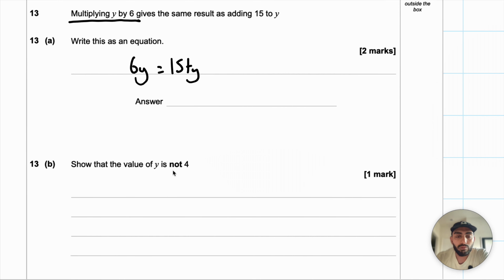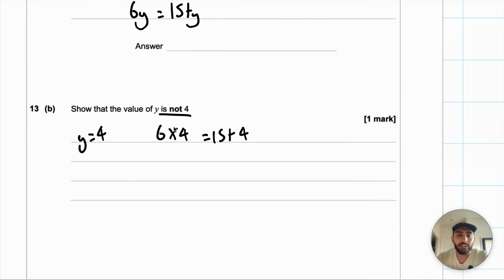Show that the value of y is not 4, so we just need to prove it's not 4. All I'm going to do is substitute y equals 4 into here, and hopefully this is not true. So 6, this y is changing to a 4 now, so multiplied by 4 is equal to 15 add, and this y has also become 4. So 6 times 4 is 24, 15 add 4 is 19, so that means it's not true, therefore y is not 4.